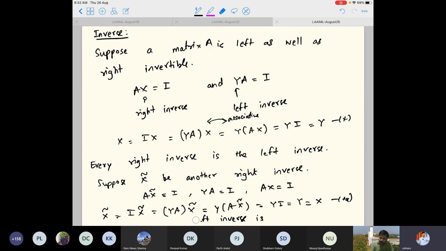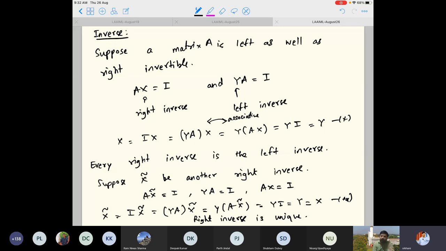Okay, so I have right inverse, so I'll write right inverse is unique, but that will mean that left inverse is also unique, right? So these two statements are saying the matrix, if it is left as well as right invertible, the matrix in fact has the same left inverse and right inverse, which is unique. So we'll call such a matrix invertible.